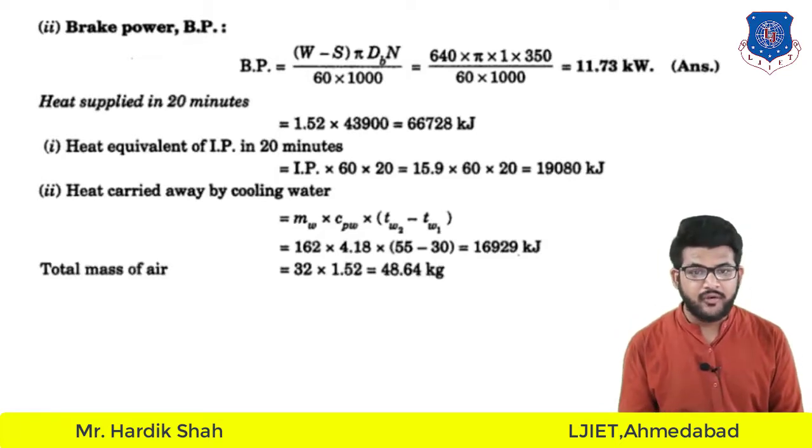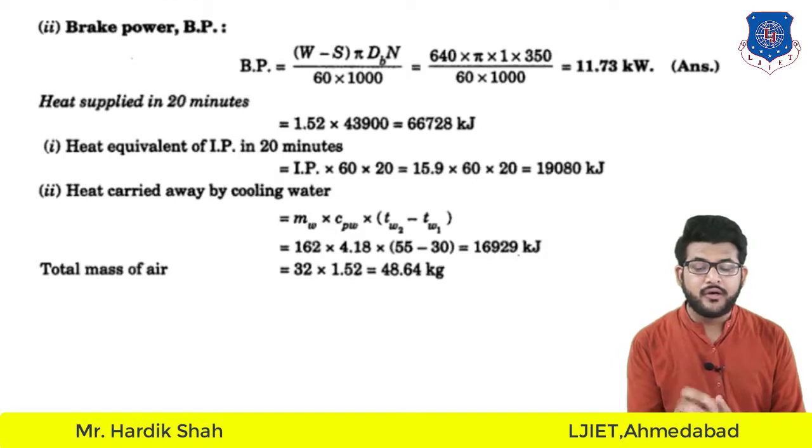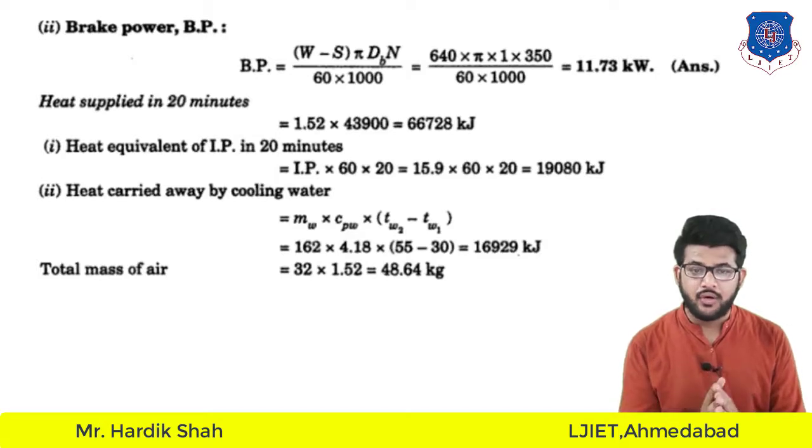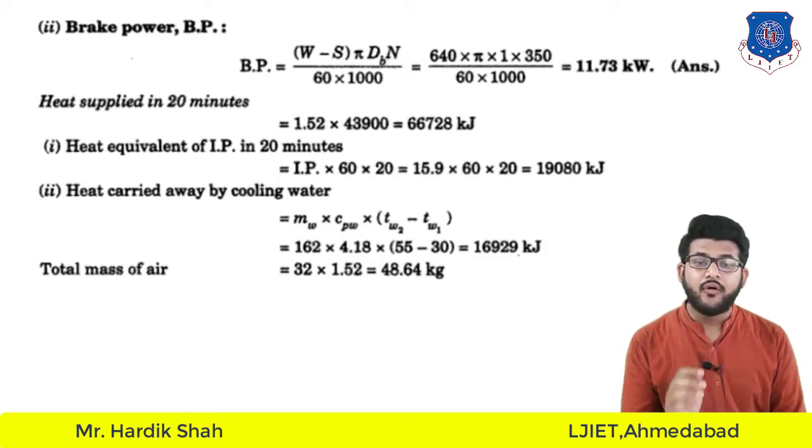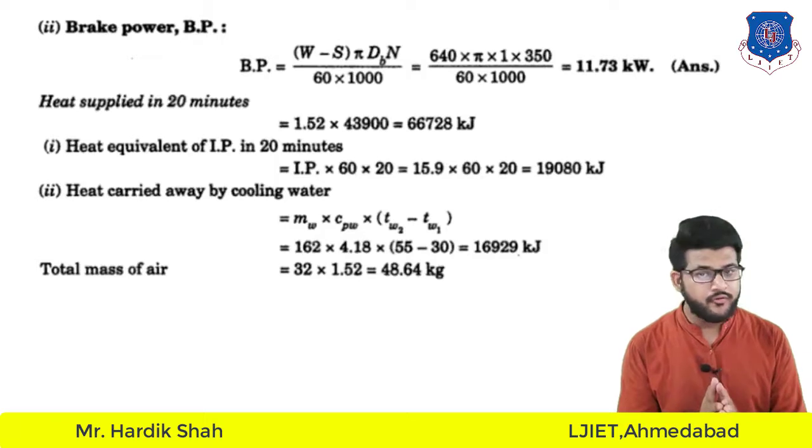Thereafter total mass of air which was consumed inside, so mass of air will be 32 for what? For 1 IP. We have found the IP for 1 kg of fuel. Now we are given 1.52 kg of the fuel, so for that the answer will be 48.64 kg for our given amount of fuel. Okay, so that was the total part of air.